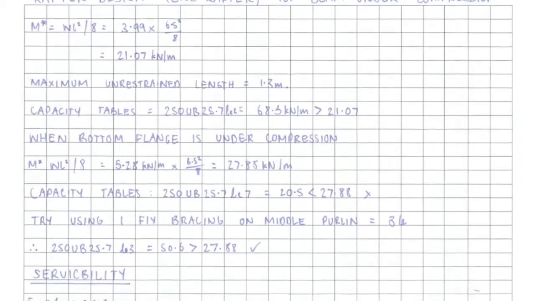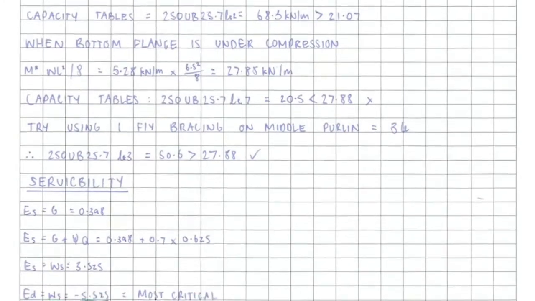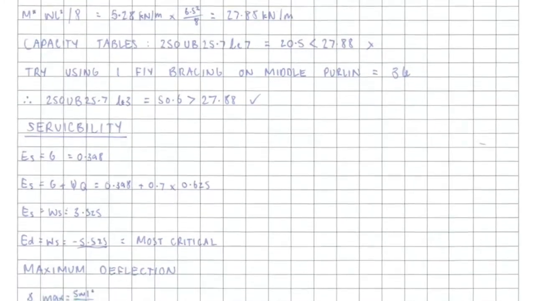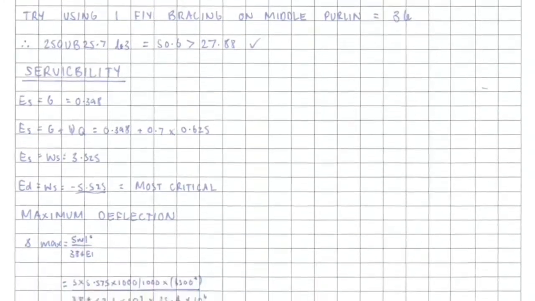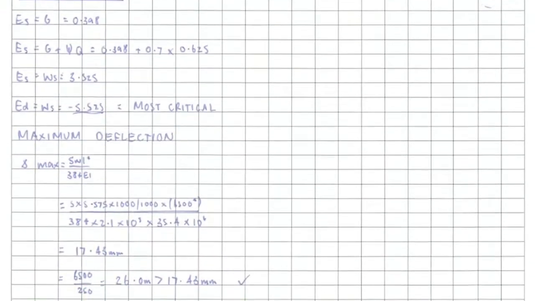For the rafters on the end, the same process was taken, except there was no 500 kilogram UDL, and we assumed that both rafters on each end would be under the same loads.